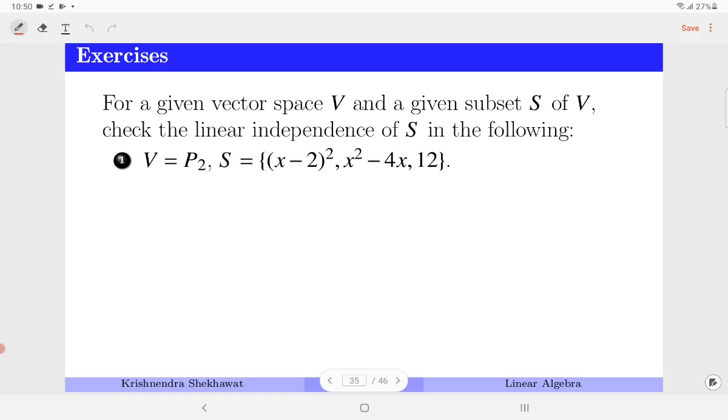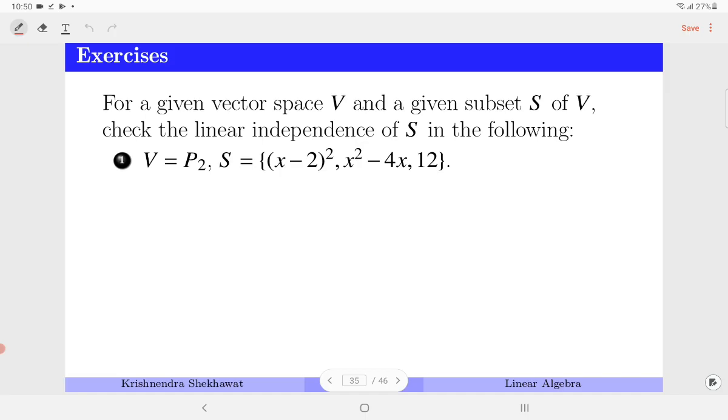Okay, now let's see some examples so that it would be clear. For all these examples, we are considering the vector space P2, which means the polynomials of degree less than or equal to 2, under usual addition and scalar multiplication. In each case, you need to tell me whether S is LI or LD. Let's start with the first one.